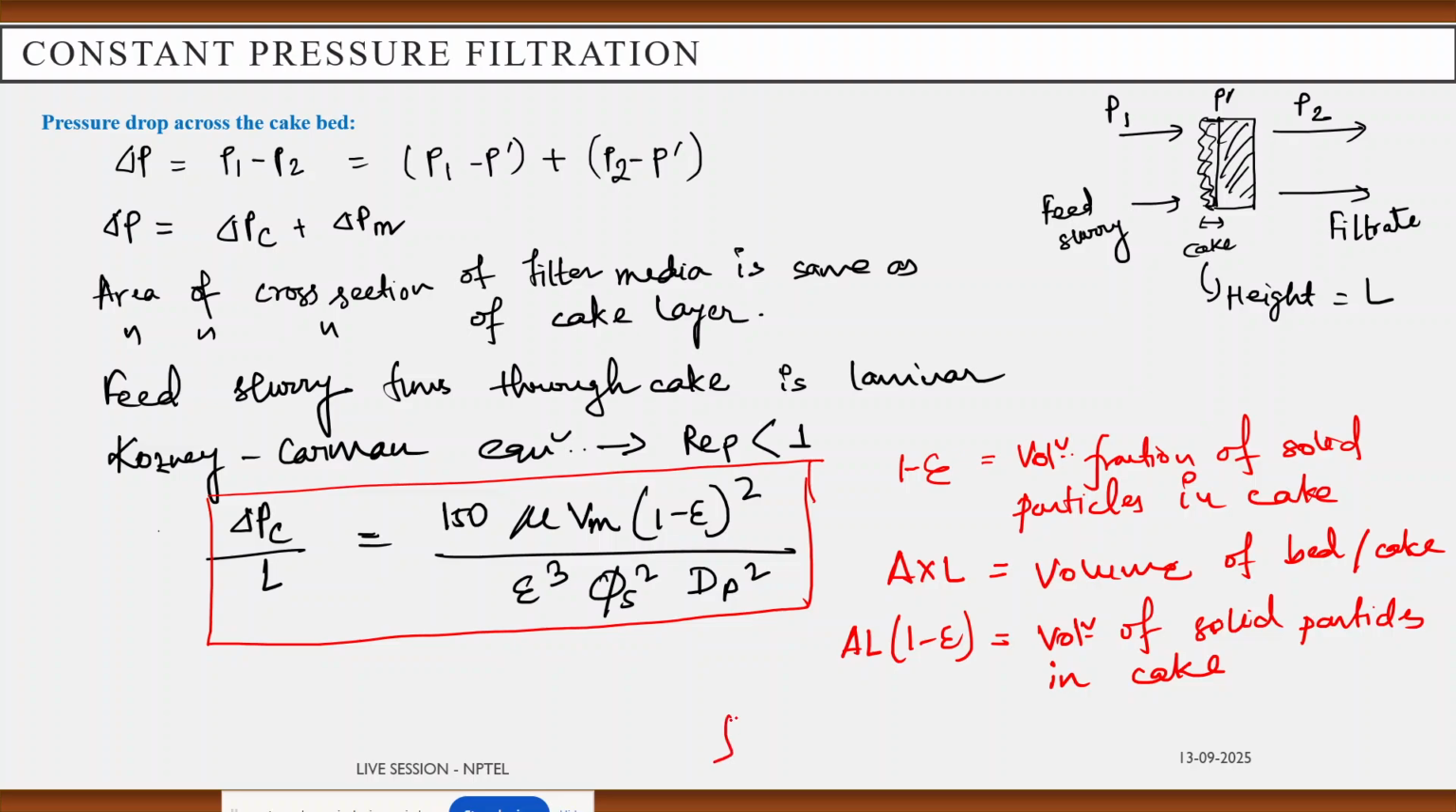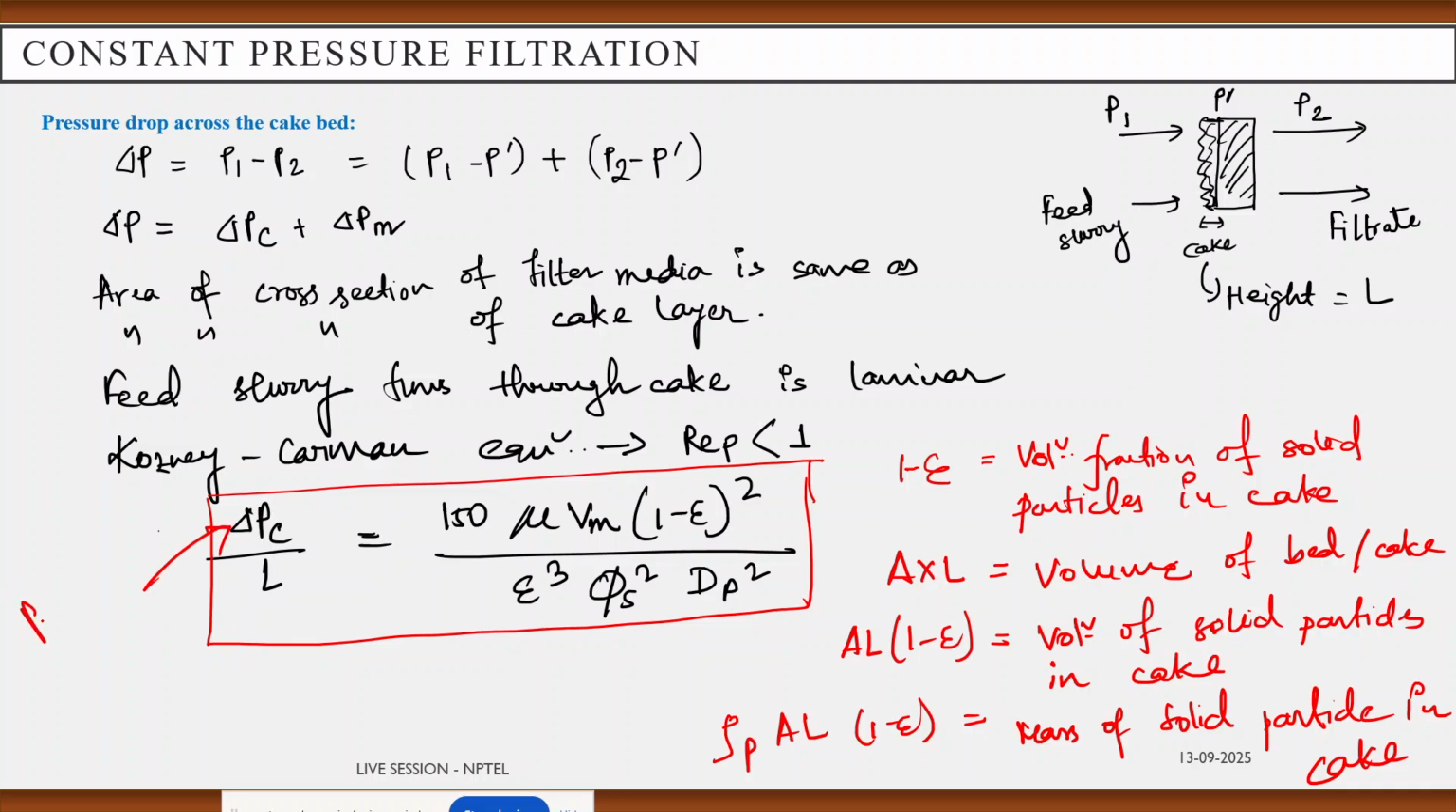And if you want to get the mass, you just multiply with this. It will be the mass of solid particles in cake. So we will now use this one. This one is the pressure drop in cake layer.